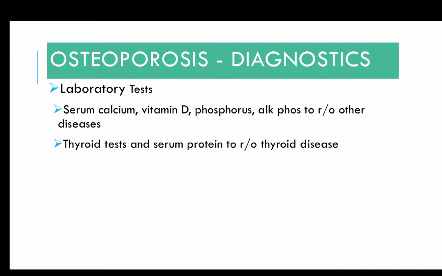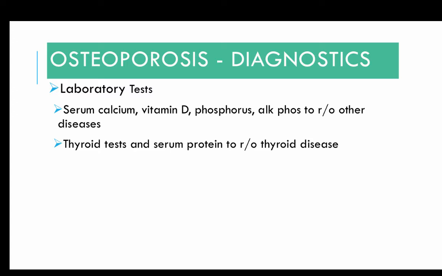Laboratory tests, you want to check the serum calcium, vitamin D. They would check the phosphorus because calcium and phosphorus levels are intimately linked like sodium and potassium levels are. And then you would also check an alkaline phosphatase level. I know that is a liver enzyme, but an elevated alk phos can be indicative of Paget's disease as opposed to osteoporosis. So you would check that to rule out some other cause of the porous bones.